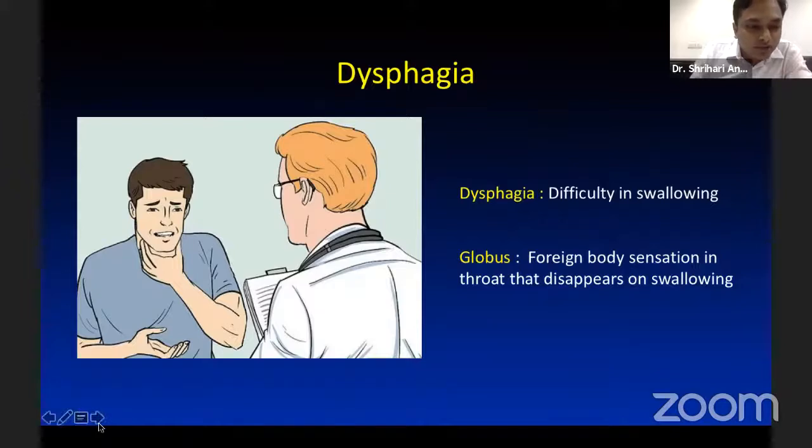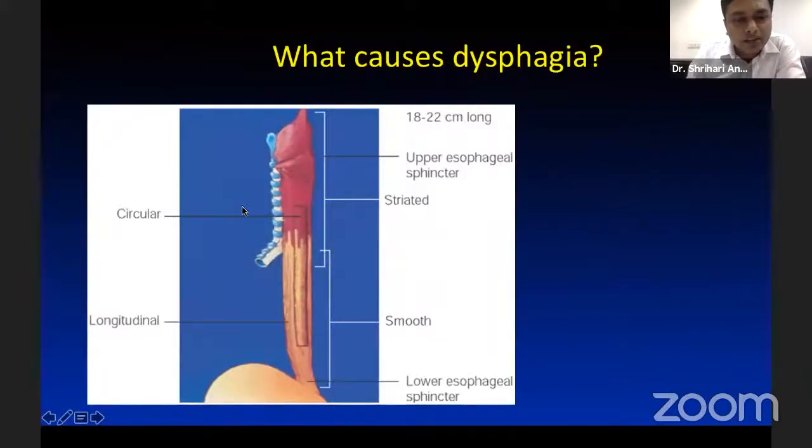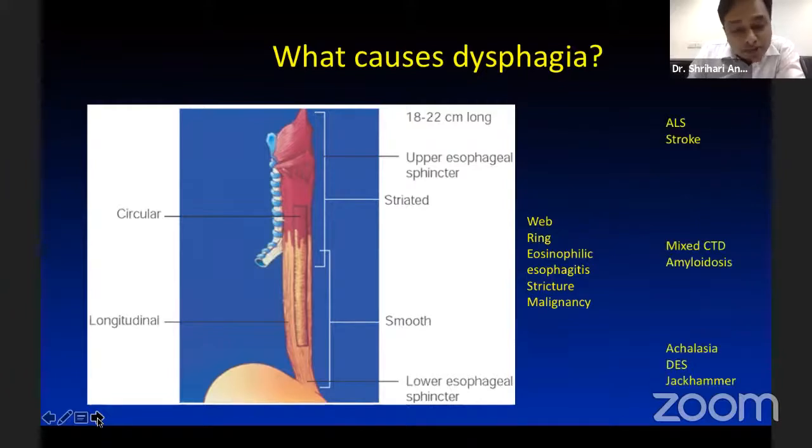Whenever you have a patient with dysphagia, there could be multiple causes. The esophagus is around 22 centimeters long, with the upper part covered by skeletal muscle and the lower part by smooth muscle. You could have intraluminal causes like webs, rings, eosinophilic esophagitis, stricture, malignancy, etc. There could be multiple causes affecting the musculature of the esophagus, like stroke or amyotrophic lateral sclerosis, which affect the skeletal muscles predominantly, or entities like achalasia, distal esophageal spasm or jackhammer esophagus, which could affect the smooth muscle part. So how do you differentiate and how do you reach a diagnosis in such cases?